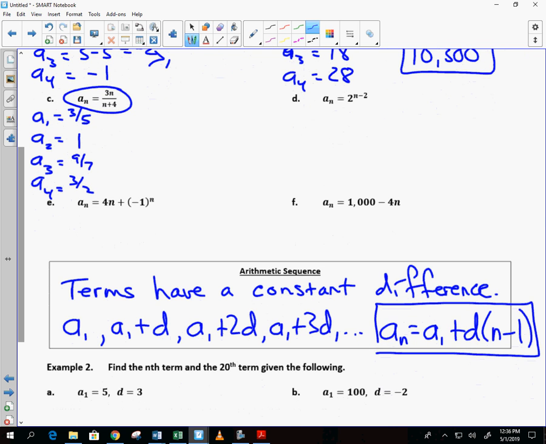We're not going to get into real in-depth pieces, but we're going to look at some of the basics. Let's look at this one. A sub 1, a sub 2, a sub 3, a sub 4. If I plug in 1, what do you get?